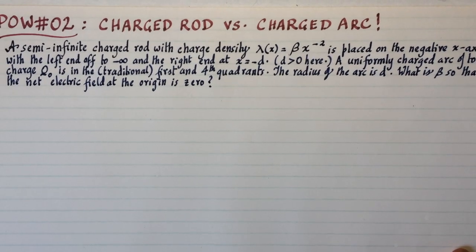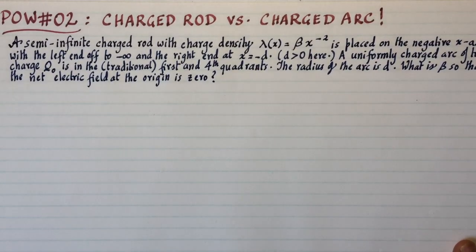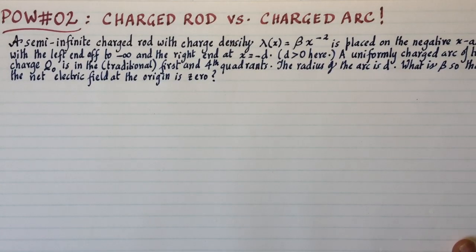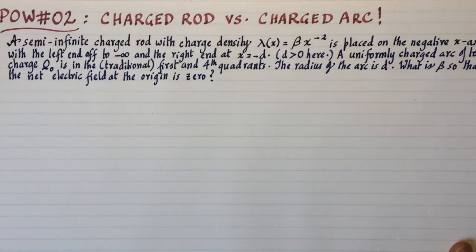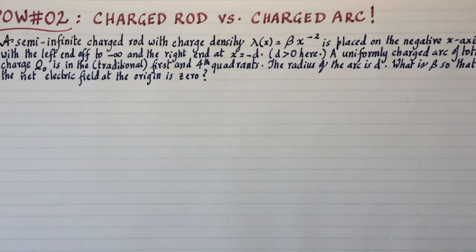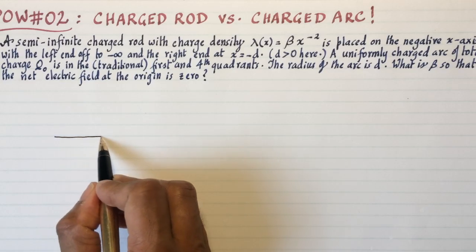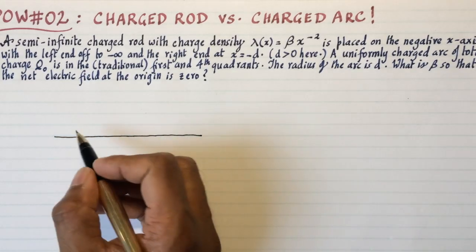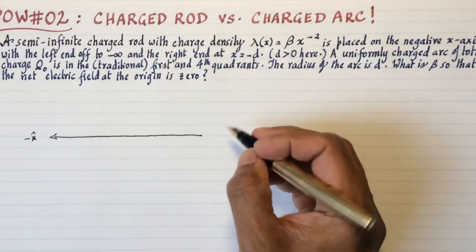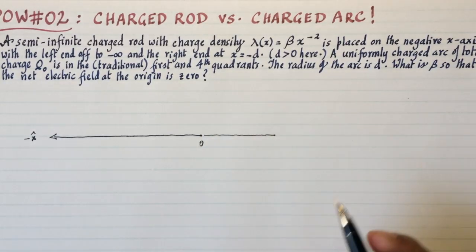Hello class, I want to work on this problem where you have a charged rod pitted against a charged arc. Now when you read a problem like this, it always helps to put it into a figure. So the semi-infinite rod has got a certain charge density and it's located along the x-axis. That's actually the negative x-axis here. Let's call that the origin and the positive x-axis.